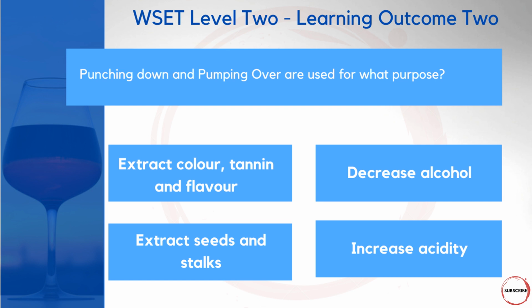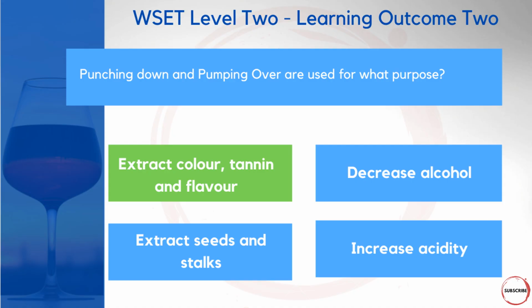Punching down and pumping over are two separate terms, but they both have the same aim when it comes to winemaking. If you think about someone literally punching down on the cap of the wine, it's to get those skins to fall to the bottom, to get those skins moving in the wine. And we're really doing that for a couple of reasons. One is to extract more colour, another is to extract more tannin, to extract more flavour.